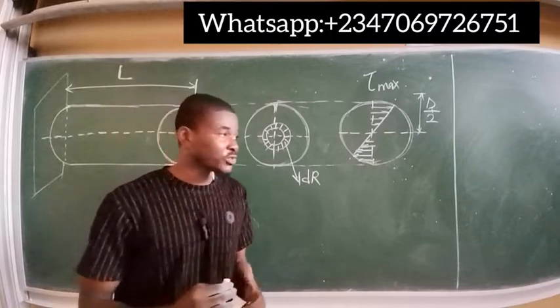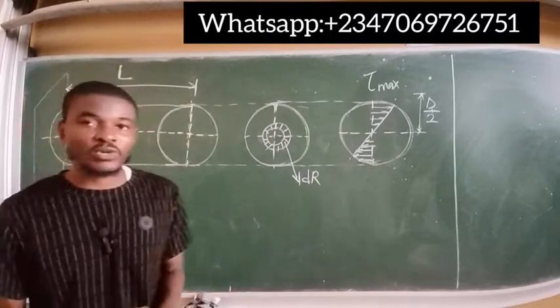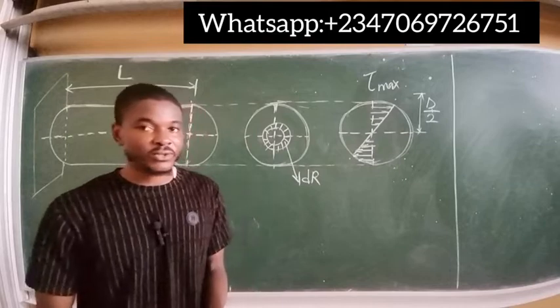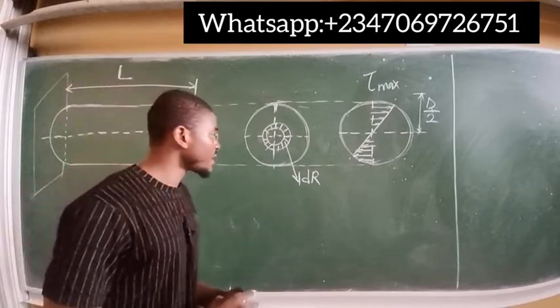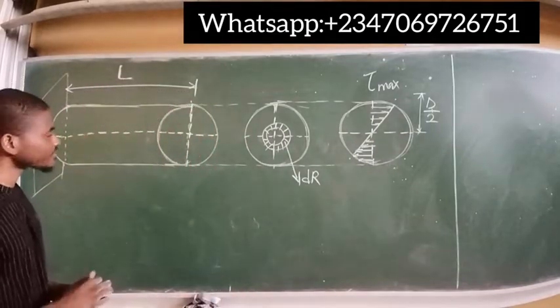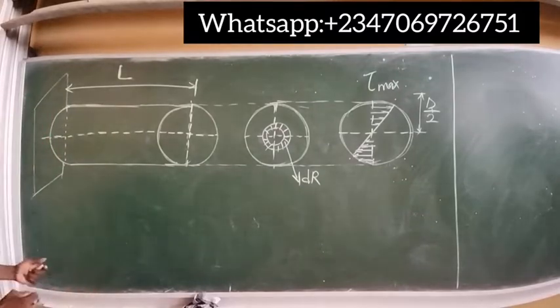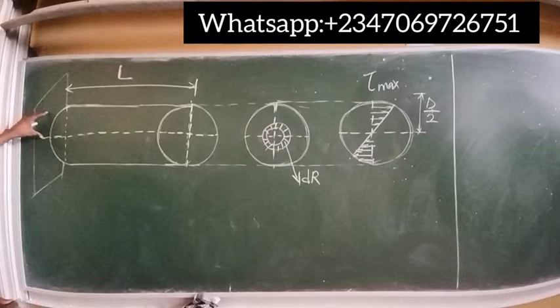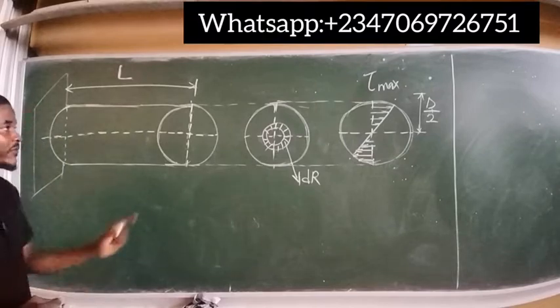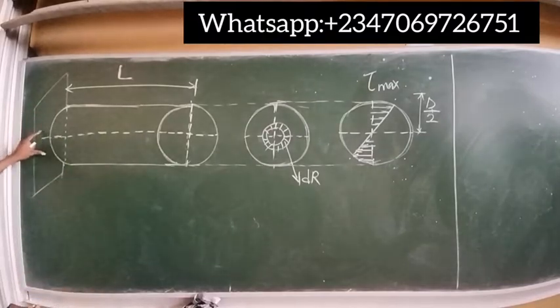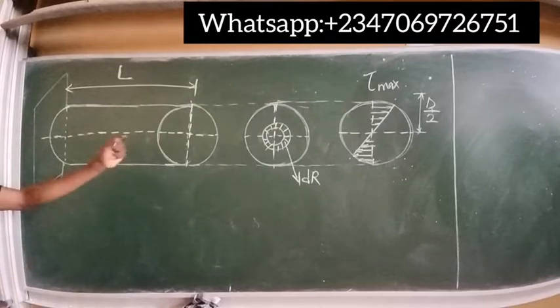In today's class, I'm going to be showing us how to derive the basic equation for torsion. Now, let's consider that we have a cylindrical section, of course, whose end is fixed at one point and free at the other end. So this particular end is fixed, and this end is free.